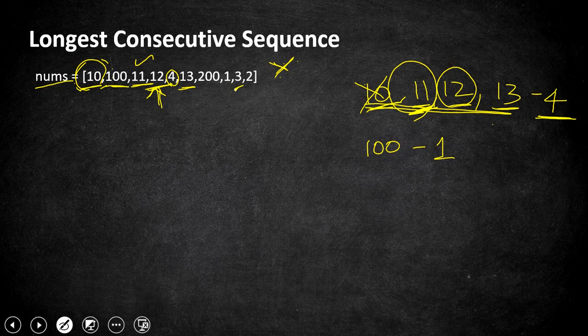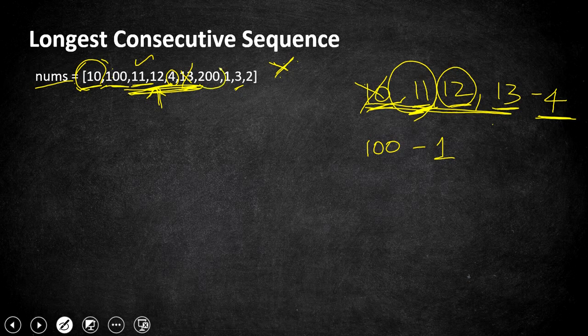So let's move on to 13. 13 minus 1, 12, is also there. So 13 is going to be a part of some sequence, so we are ignoring 13 as well. You can see we have skipped so many elements here in the iteration.